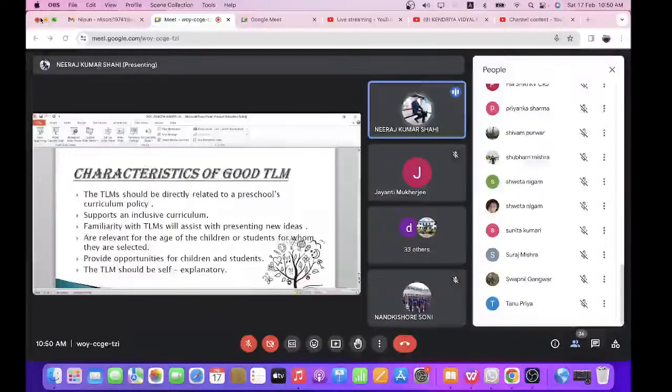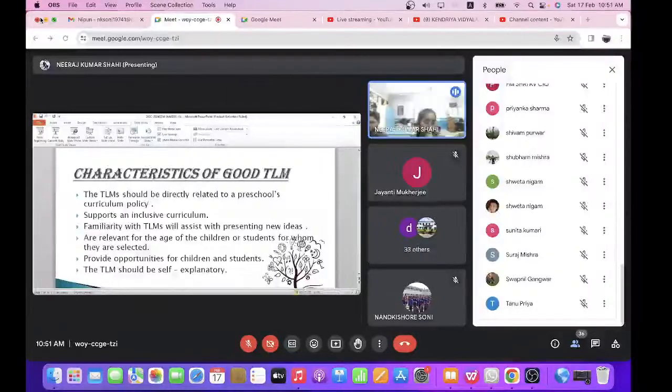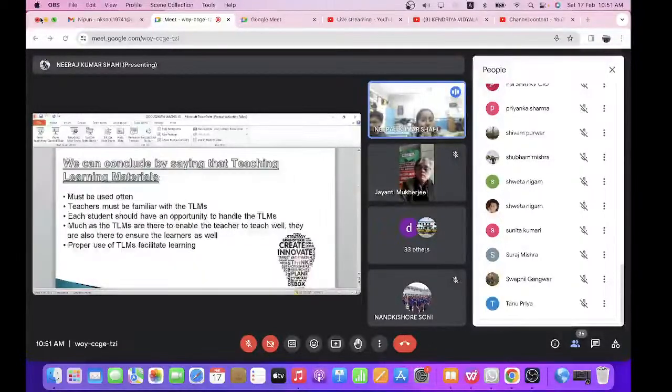And as I have already told, we are teaching very basic students from class 1 to 5, so the TLM should be self-explanatory, because we cannot make a very hard TLM that students can't understand. So the last and very important point is that whatever TLM we are making in the classroom to present any topic, the TLM should be self-explanatory. Yes.